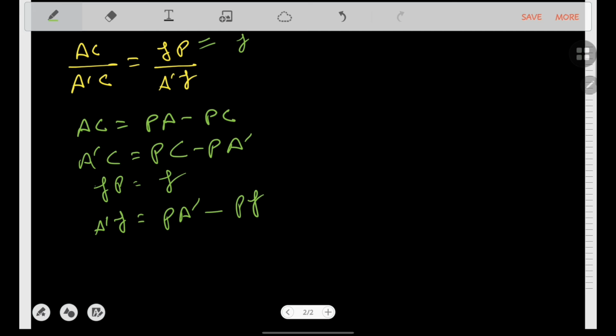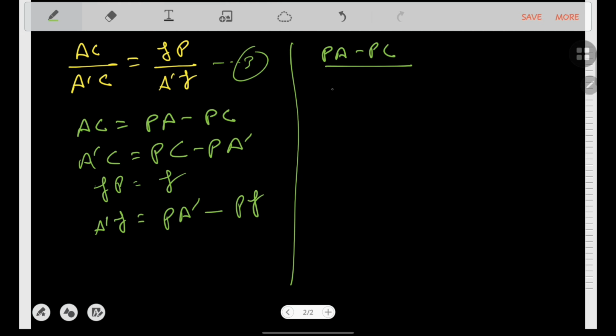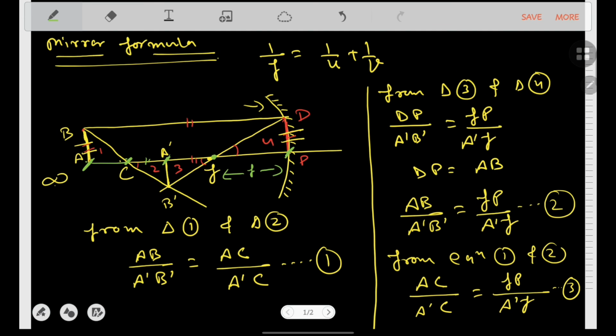So let's put this value into the third equation. This was the third equation. Let me put it down. What will happen? PA minus PC upon A dash C, which is PC minus PA dash, is equal to, this will be FP, we will put F, but we will write it with a minus because you have already understood the sign convention here.